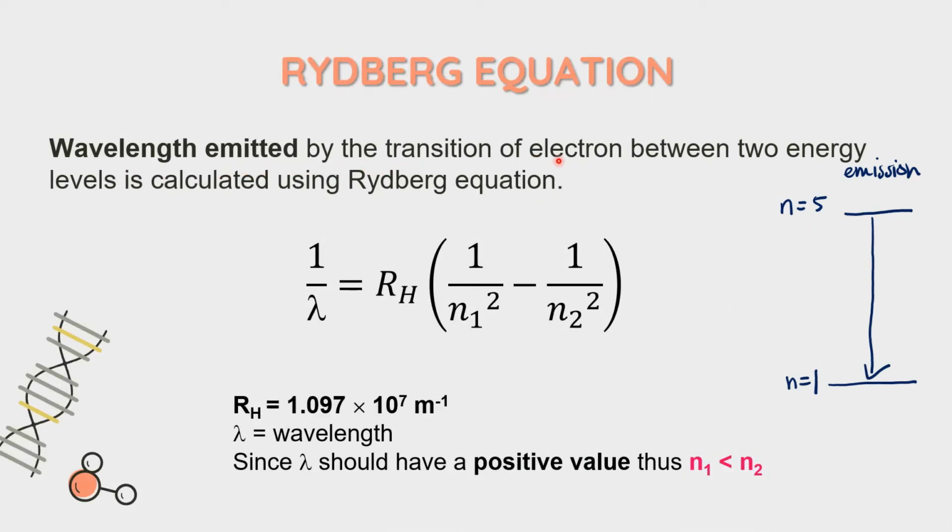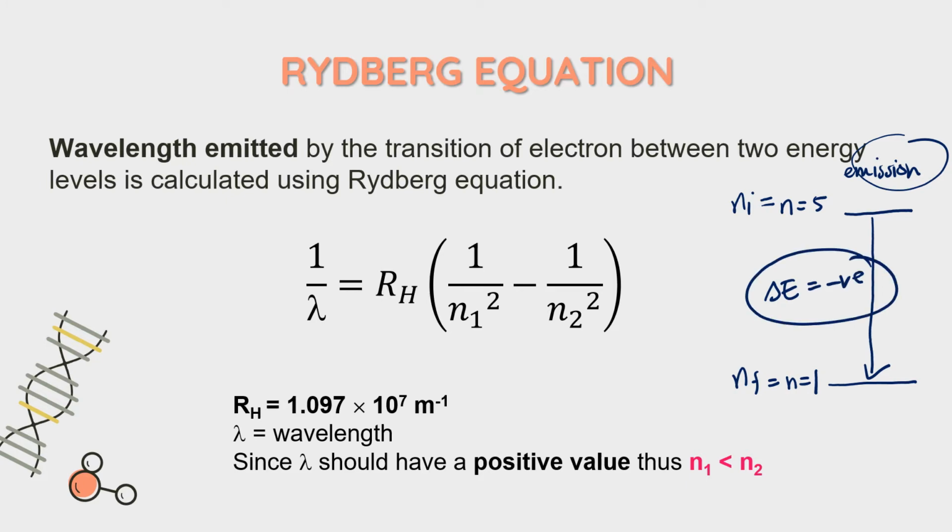The wavelength emitted by the transition of an electron between two energy levels in emission is calculated using the Rydberg equation. This is the Rydberg equation: 1 over lambda equals Rh times 1 over n1 squared minus 1 over n2 squared. In the emission process, the electron falls from a higher energy level to a lower energy level, so the movement is from high to low. This is ni, the higher energy level, and nf, the lower energy level. This concept can be used in the calculation of delta E, because by substituting ni as n=5 and nf as n=1, you will get delta E in negative.